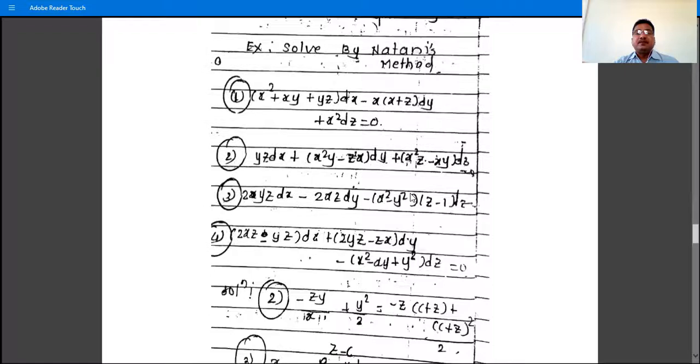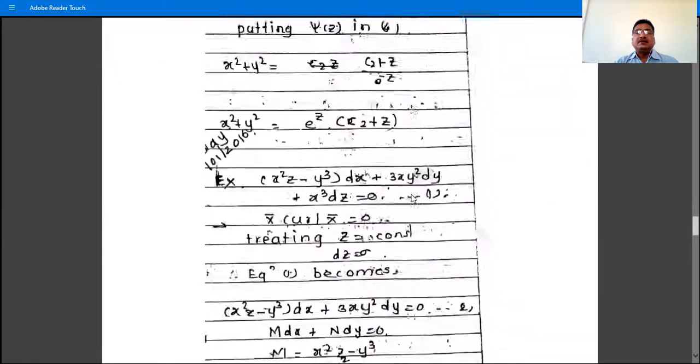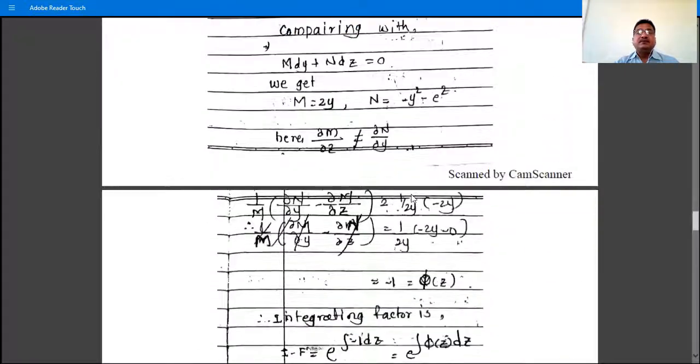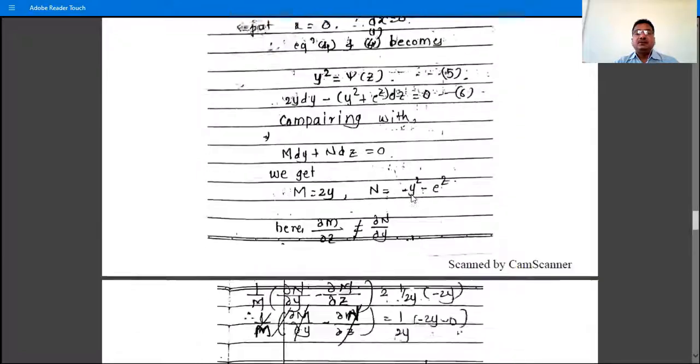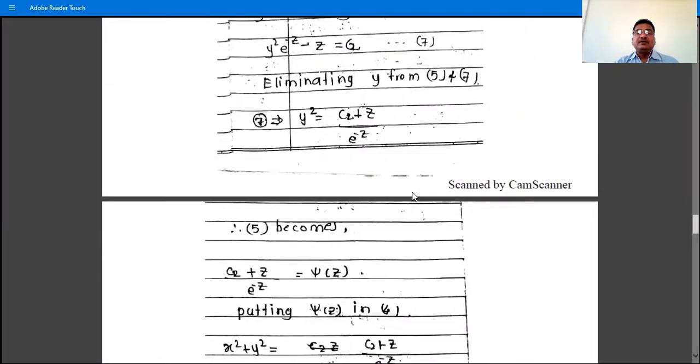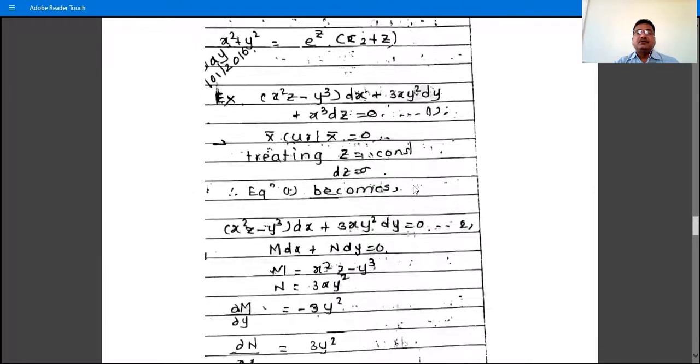So there are some other problems on Natani's method. This is again one more solved problem on Natani's method.